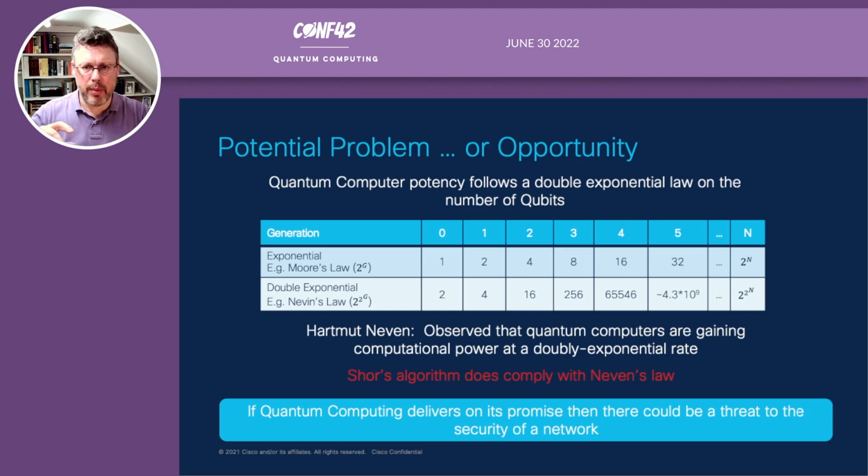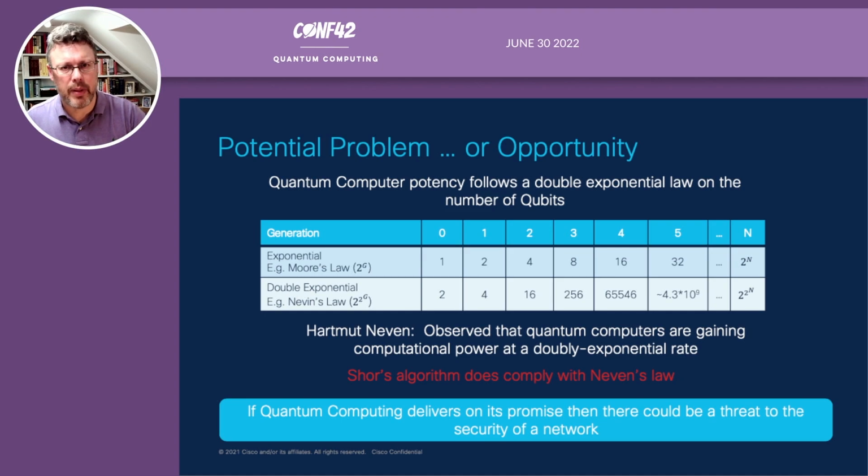The second line, the double exponential line, is showing something called Nevin's law. Nevin's law is different from Moore's law in the sense that it's a double exponential rise in potency, so it has a different sequence. Rather than 1, 2, 4, 8, we have 2, 4, 16, 256. So we can see that if we have a computer with that kind of doubling law associated with it, it can become very potent in a short number of generations.